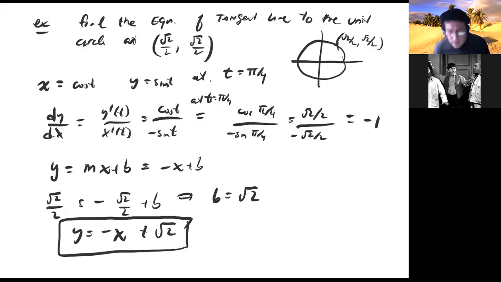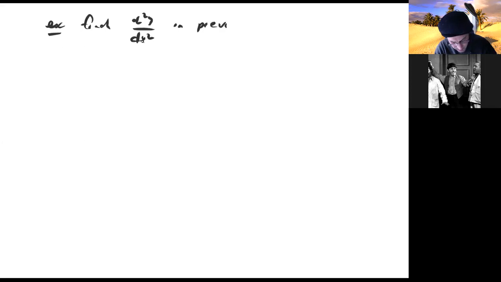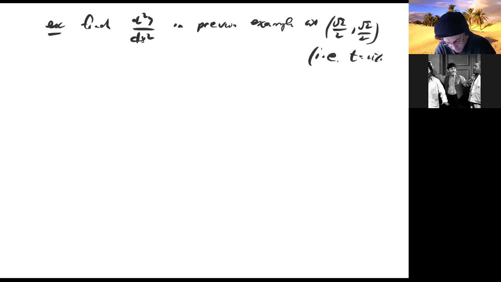So that's our first example. I'm going to save the slide, and now I'm going to compute the second derivative of the circle at that point. Example: find d squared y dx squared in the previous example, at radical 2 over 2, radical 2 over 2. In other words, at t equals pi over 4.